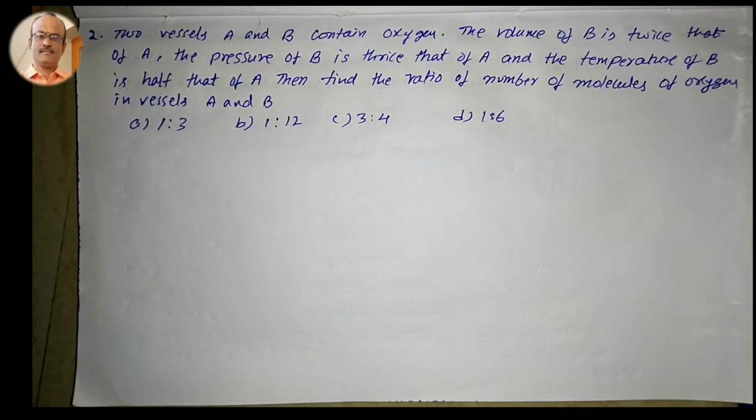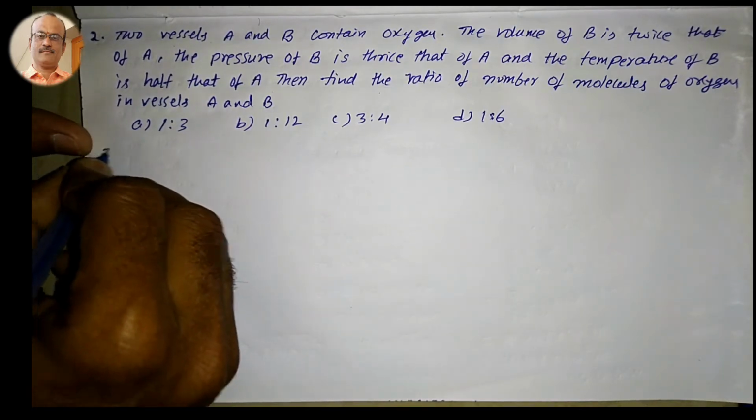Now the question number 2. Two vessels A and B contain oxygen. The volume of B is twice that of A. The pressure of B is thrice that of A. And the temperature of B is half that of A. Then find the ratio of the number of molecules of oxygen in vessels A and B. So now here I am taking the two vessels.